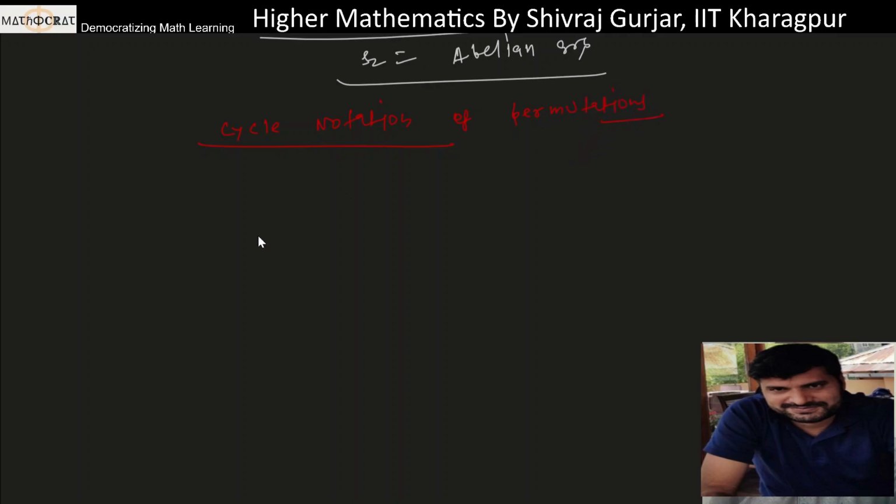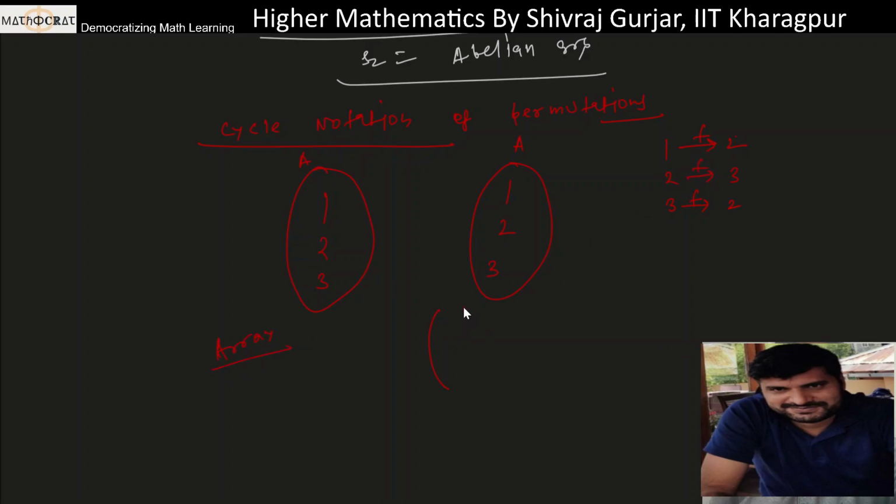As we discussed, if there are 3 elements in set A, then from set A to A we need to see one-one and onto mappings. One mapping which is possible is 1 goes to 2, 2 goes to 3 and 3 goes to 1. Basically F1 is 2, F2 is 3 and F3 is 1. Okay, so this can be written in array form.